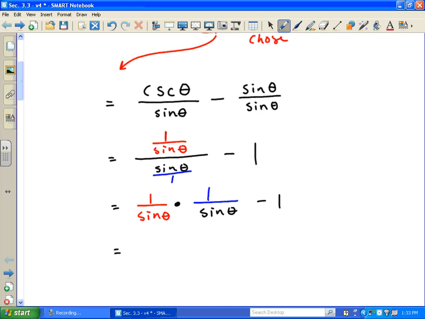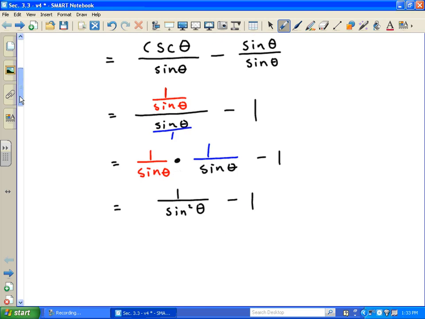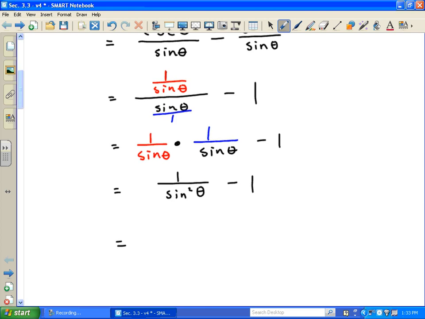Now, that being the case, 1 over sine of theta times 1 over sine of theta can be reduced to 1 over sine squared of theta. I multiplied these two fractions together. Okay, next, 1 over sine squared of theta can be rewritten using a reciprocal identity. The reciprocal of sine is cosecant. I would leave the squared on the function. So in other words, 1 over sine squared of theta is equal to cosecant squared of theta.